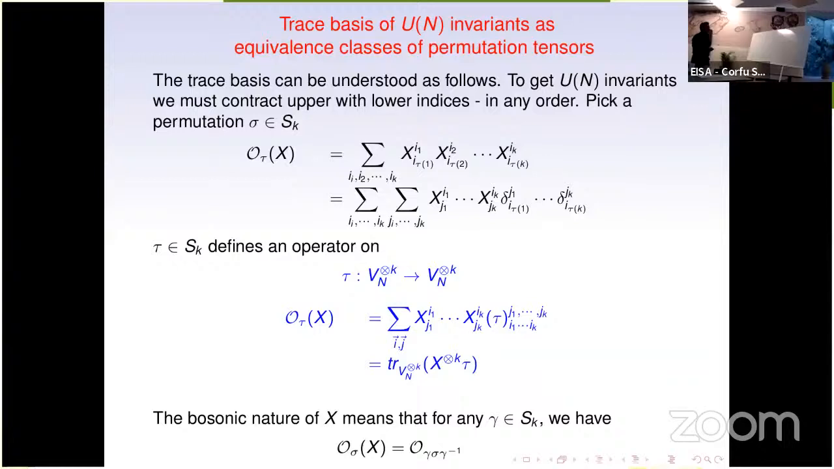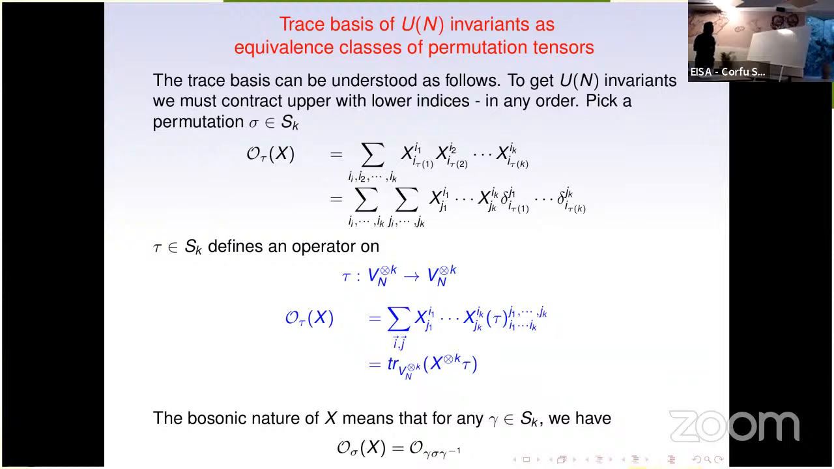Because these are bosonic variables, you can swap them around. For any fixed tau, you can swap them around, and you get the same operator. That means that if you take an operator labeled by tau, and you conjugate that by a gamma, any permutation in S_k, you get the same operator. So essentially, studying the combinatorics of gauge invariant functions of one matrix amounts to studying conjugacy classes, which are defined using this equivalence.